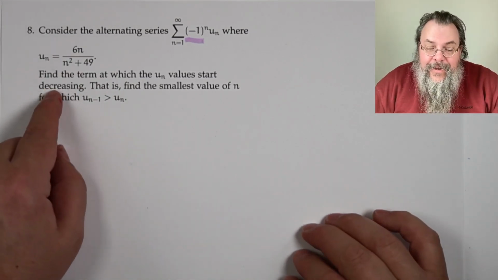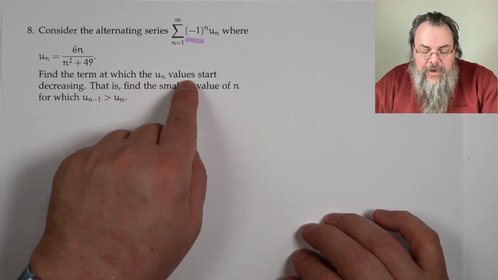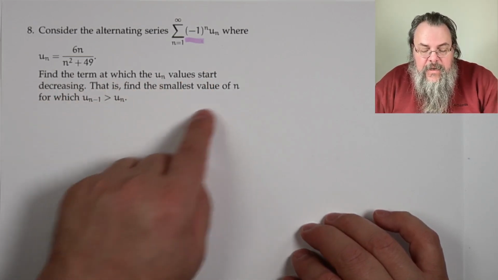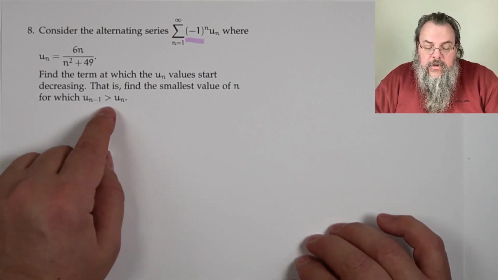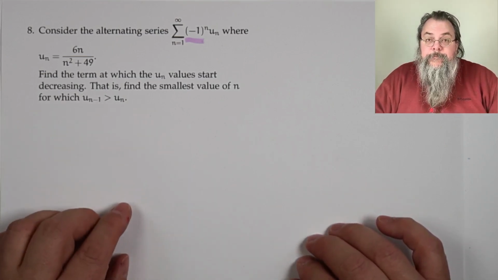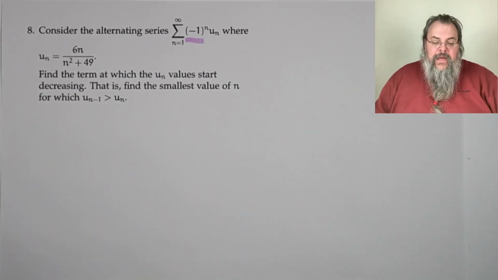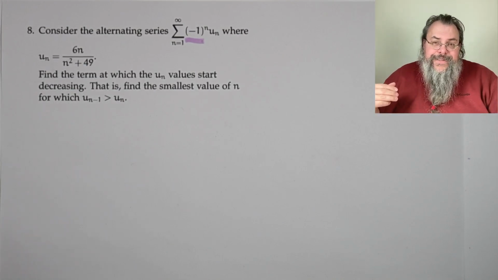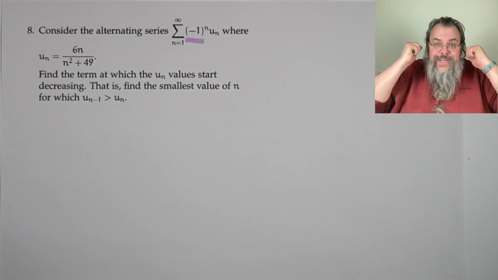So let's see what this says. Find the term at which the u_n values start decreasing. That is, find the smallest value of n for which u_{n-1} is greater than u_n. Okay, so when do we start going downhill? Now, this sounds like a hard problem if we think of this as a discrete problem. But let's not think of it as a discrete problem. Let's put on our calculus hat.